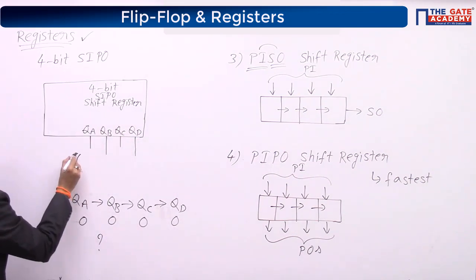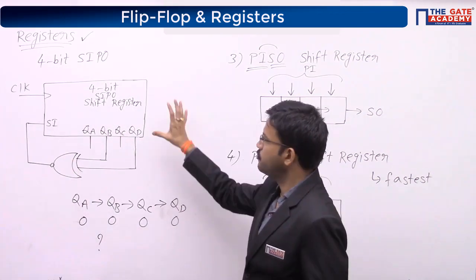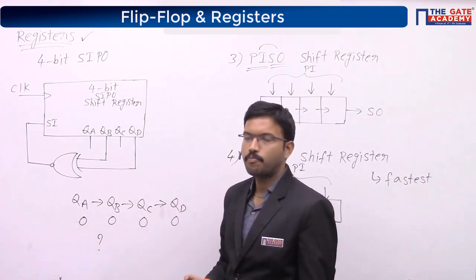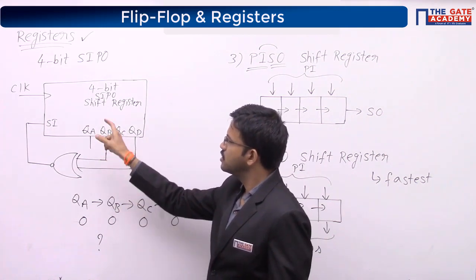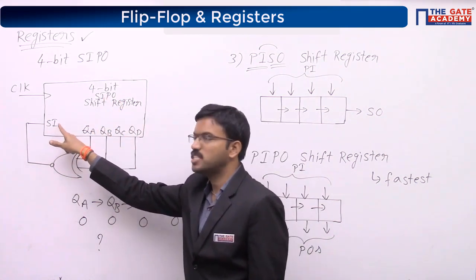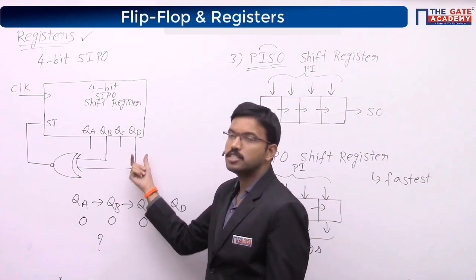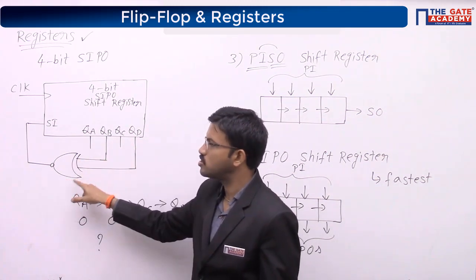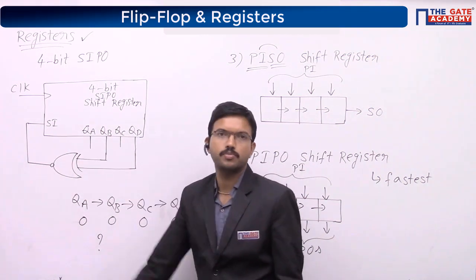You can draw this circuit diagram. Here he has given a 4-bit serial in parallel out shift register. The shifting is taking place like this. Here, serial in parallel: input is coming serially, but the outputs we can access parallelly. So QB and QD he has given as inputs to an exclusive OR gate. That output he is giving as the serial input.